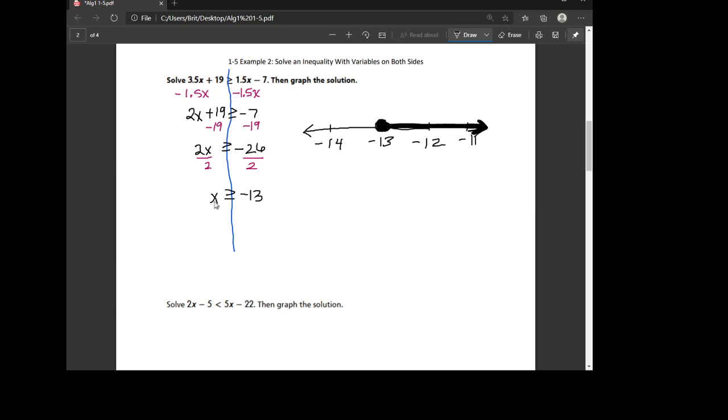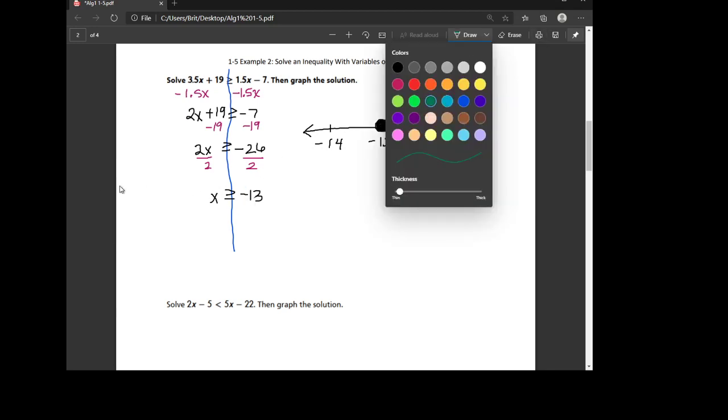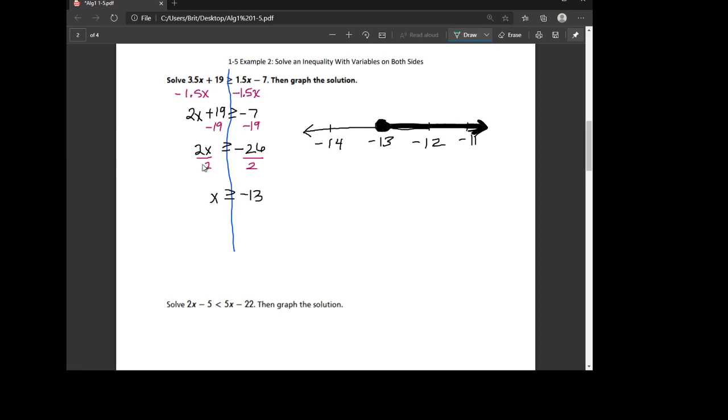Now if you have a hard time remembering whether to shade right or left when you're thinking about greater than or less than, I actually use this inequality symbol to tell me. So if your variable's on the left, then you have an inequality symbol, then you have a number. It looks like the inequality symbol draws an arrow telling you which way to shade. But again, that's only if your variable's on the left.